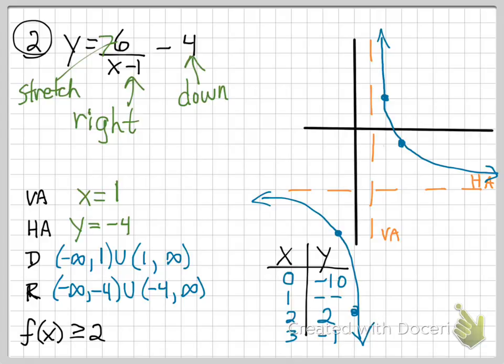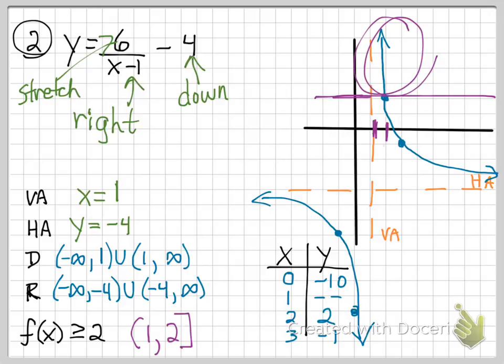Now let's look at where our domain is for y greater than 2. So where is the y value of 2? The y value of 2 is right here. So where is my curve greater than that? That's only going to be right in here. What are the x values for that? Well, it goes from the asymptote all the way to 2. So we're going to say from 1, and that 1 is going to have a parenthesis, to 2. And the 2 gets a bracket because it is equal to 2 at that value.